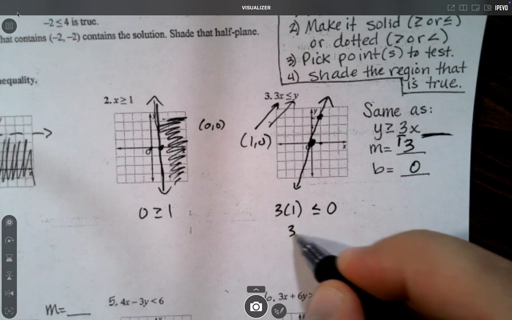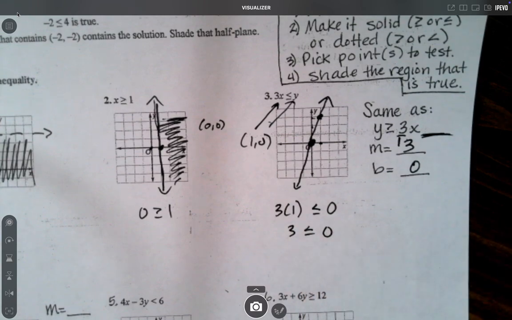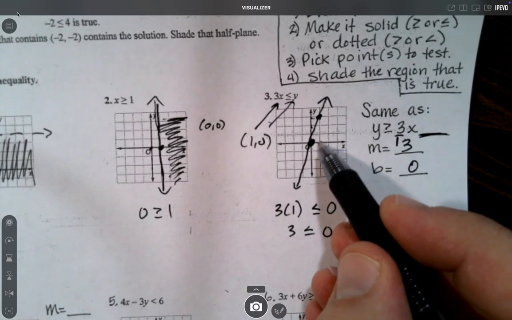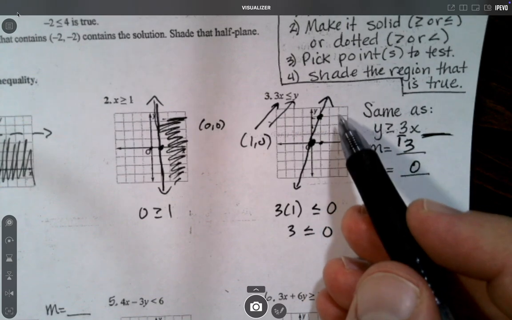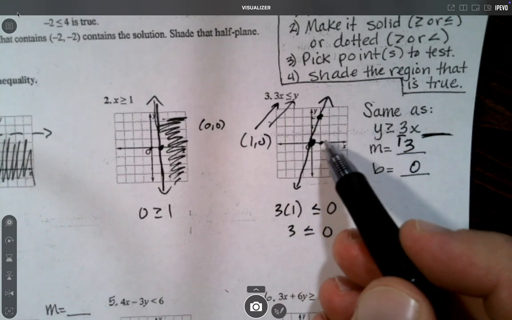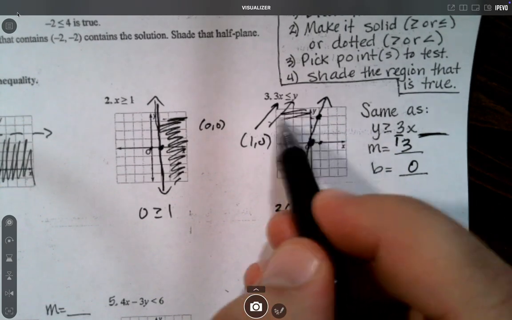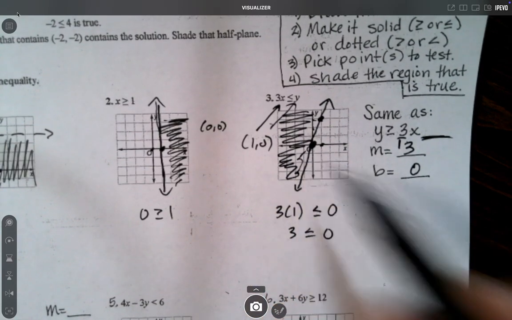So this says 3 is less than or equal to 0. That's not true. 3 is not smaller than 0. So this point I picked over here is false. So I would not shade this side because it results in false answers. Instead, I would shade on this side.